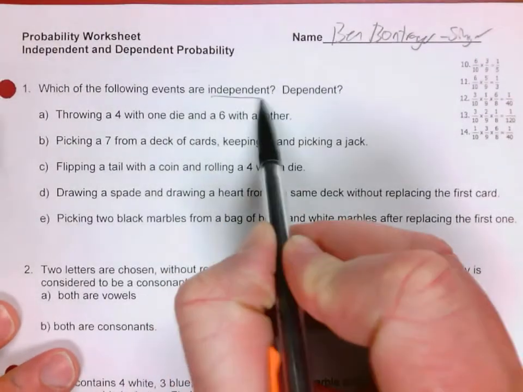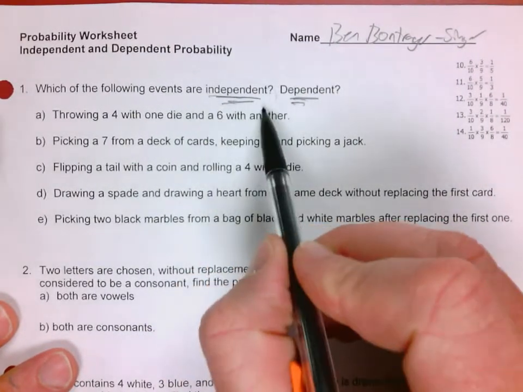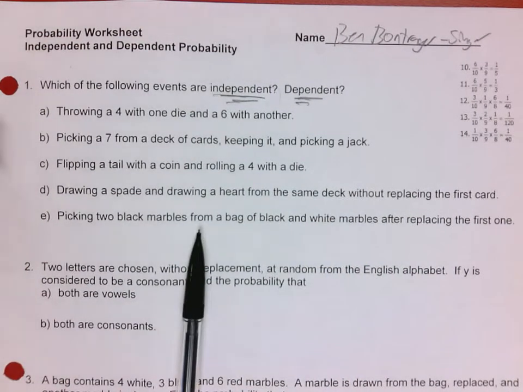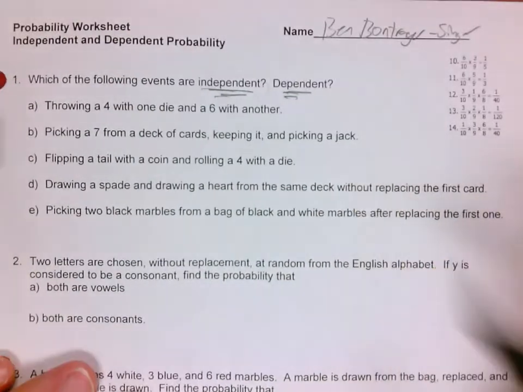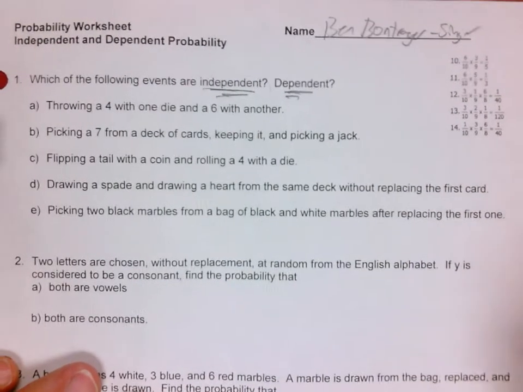Independent and dependent. Basically, independent, one event is not affected by the other. Dependent is that they are affected. So you're looking for the word replacement or non-replacement. So I'll just do a couple of these.